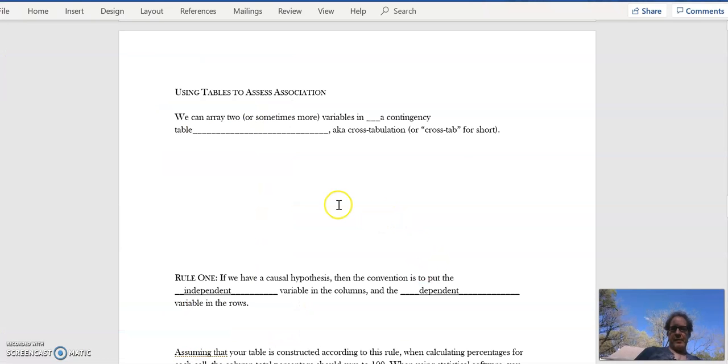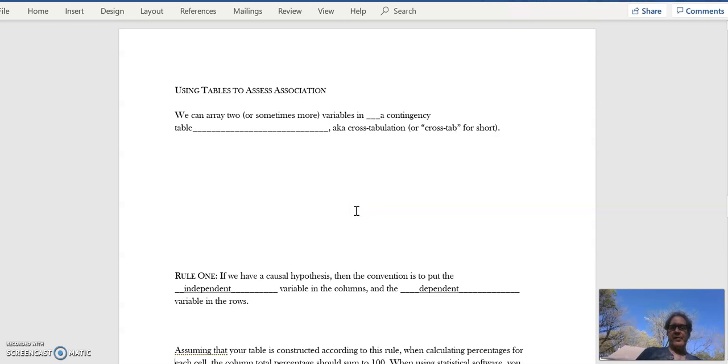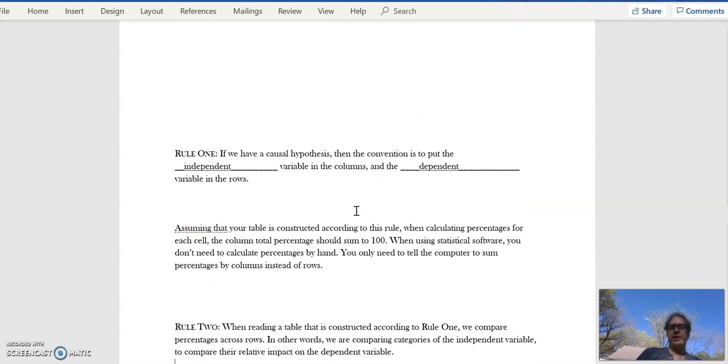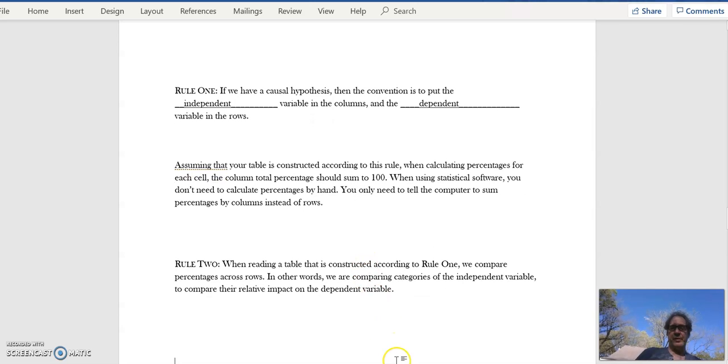Okay, so that is an example of a contingency table, also known as a cross-tabulation or crosstab. It's a table with two variables. And here are my rules. If we have a causal hypothesis, then the convention is to put the independent variable in the columns and the dependent variable in the rows.